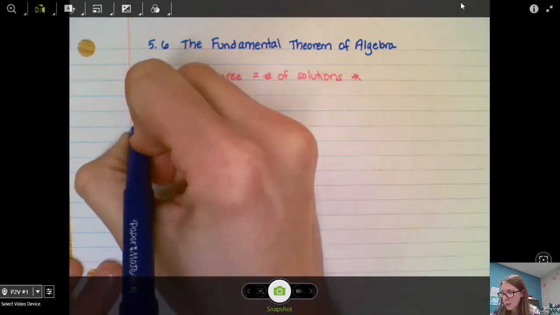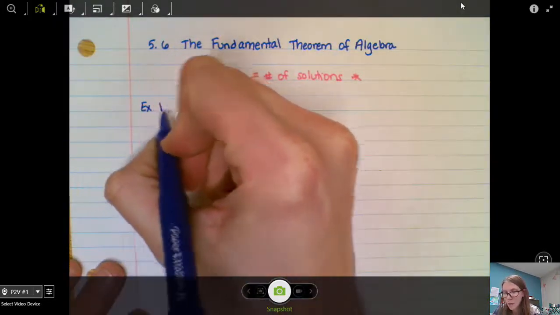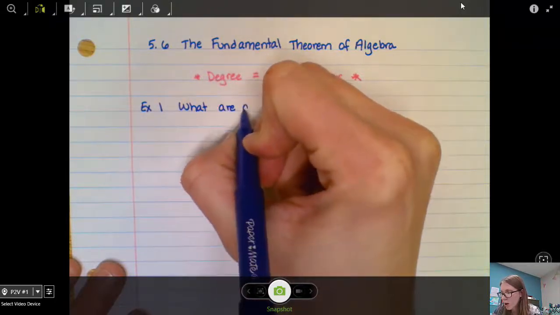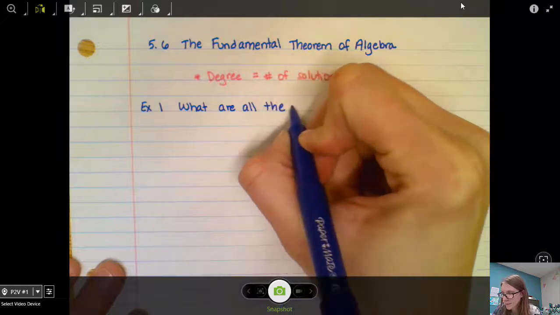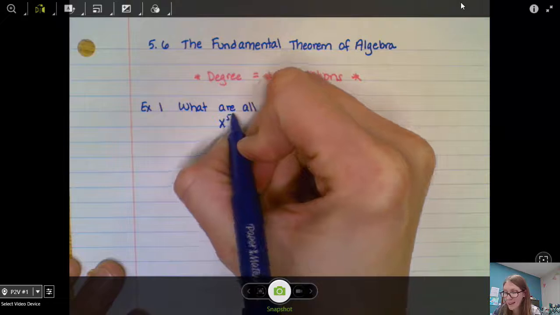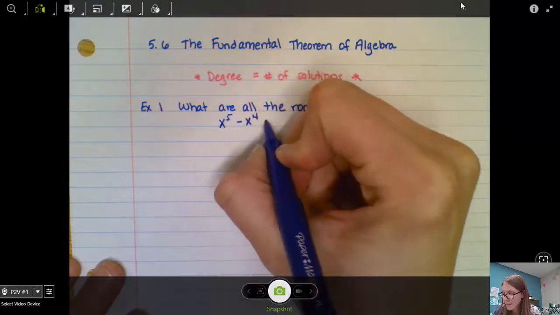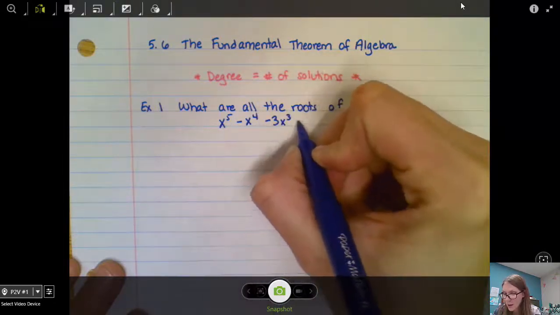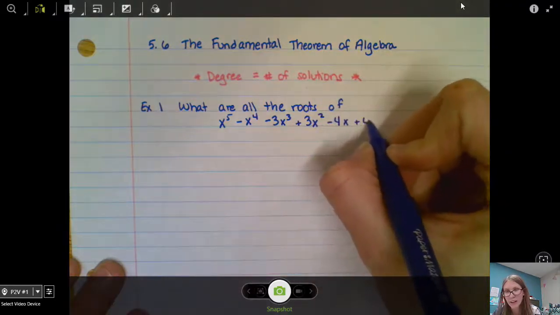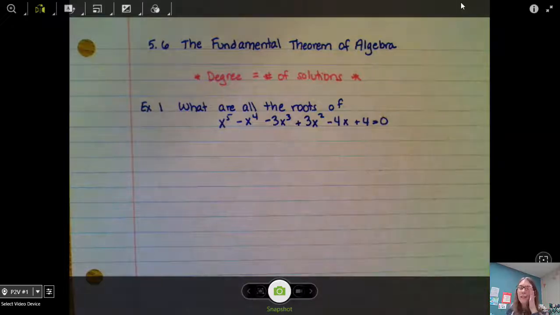So we would see an example like this. Example 1: what are all the roots of x to the 5th minus x to the 4th minus 3x cubed plus 3x squared minus 4x plus 4 equals 0. Now, if you look at this equation, there are a lot of terms, and we don't know how to solve something that looks quite this complicated.